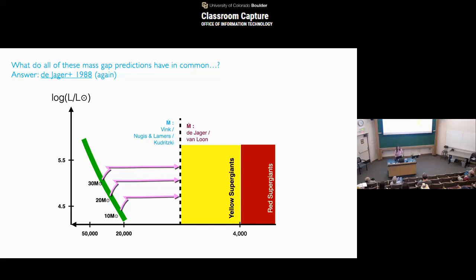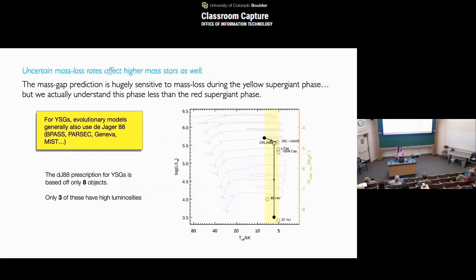So the cool supergiant phase is everything less than 10,000 Kelvin, but there are actually 2 distinct phases there, really. There's the red supergiant phase, which I've already told you about, and there's also the yellow supergiant phase, which is more of a transitional phase as stars are on their way to the red supergiants. So this phase is really quick, like 10^5 years, but the de Jager prescription has quite an influence here as well.